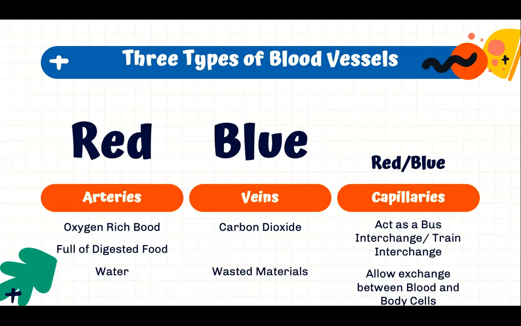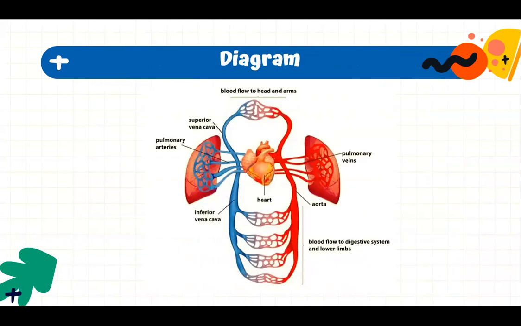All right. So next, this is a diagram to show the red color. This is the arteries, and the blue color we show the veins, and the middle is called capillaries. This is how they exchange the gases and the food and get waste material here.